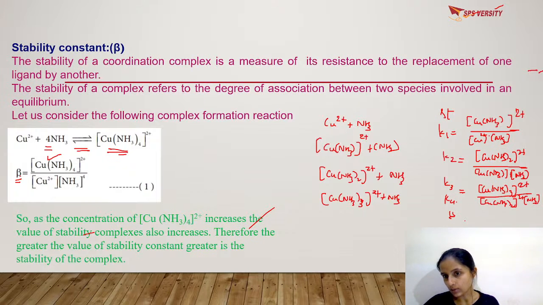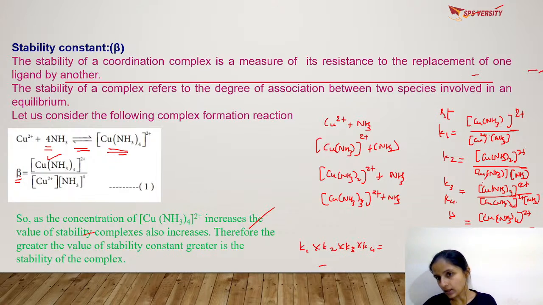Then the K4 would be equal to [Cu(NH3)4]2+ divided by [Cu(NH3)3]2+ times NH3. When you multiply all these, that's K1 times K2 times K3 times K4, which is equal to, all this gets cancelled. You can see that the Cu(NH3) terms get cancelled, and NH3 gets cancelled.